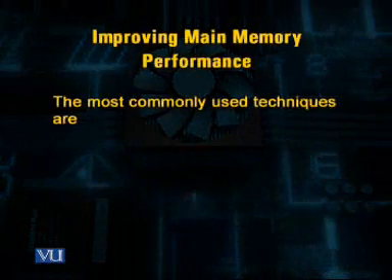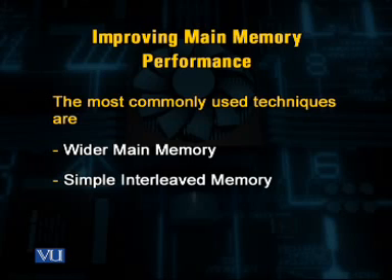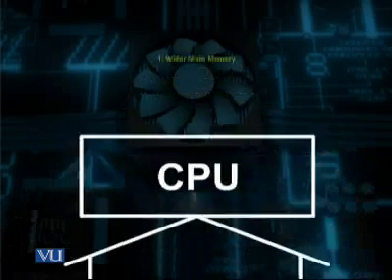So far, we have been discussing different cache organizations to reduce the CPU and DRAM gap. Now, let us discuss the methods used to improve the main memory bandwidth. The most commonly used techniques to improve the main memory bandwidth are the wider main memory, simple interleaved memory, and independent memory banks. Now, let us discuss these techniques one by one.